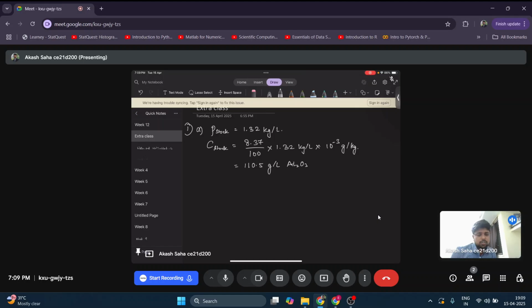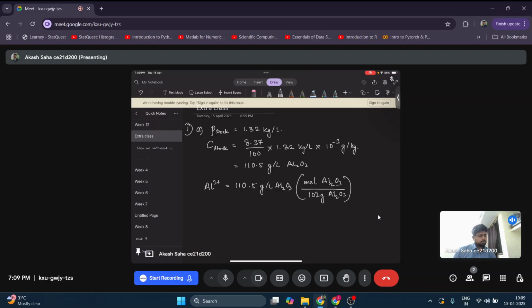Now, the actual question was to find out the molarity of the Al3+ ion. Once we know the concentration of the stock solution, we can find out the molarity. So the concentration is 110.5 grams per liter of Al2O3. And per mole of Al2O3, what is the mass? If you find out the molar mass, it will be 102 grams of Al2O3.